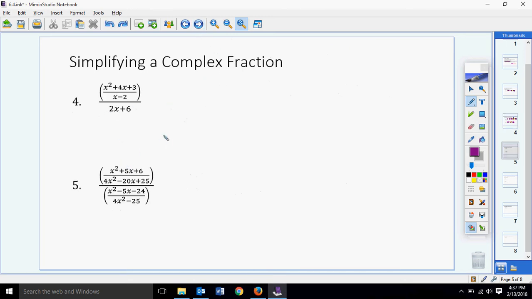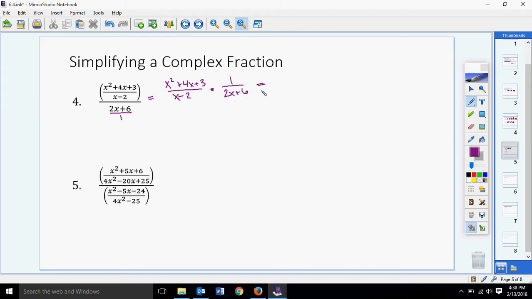Continuing on with problems 4 and 5. One thing that I want to note here is that it may not look like there's a fraction in the denominator, but there is. This is 2x plus 6 over 1. So let's keep our numerator the same, x squared plus 4x plus 3 and x minus 2. Then we're going to change division to multiplication and flip our fraction. So we get 1 over 2x plus 6.